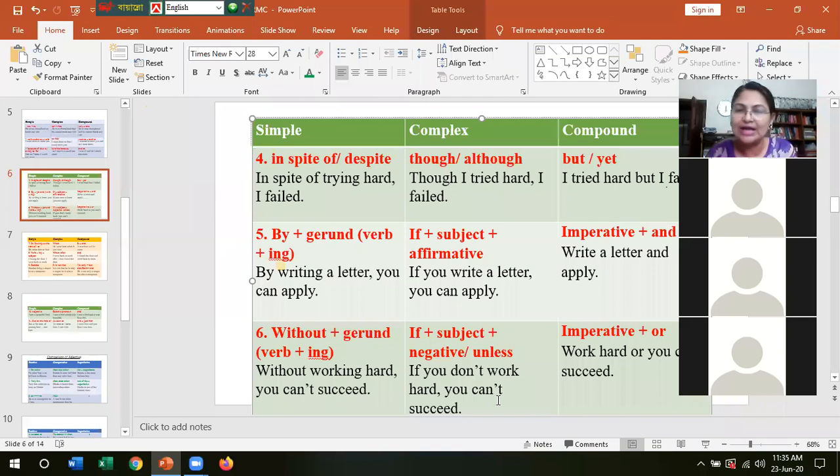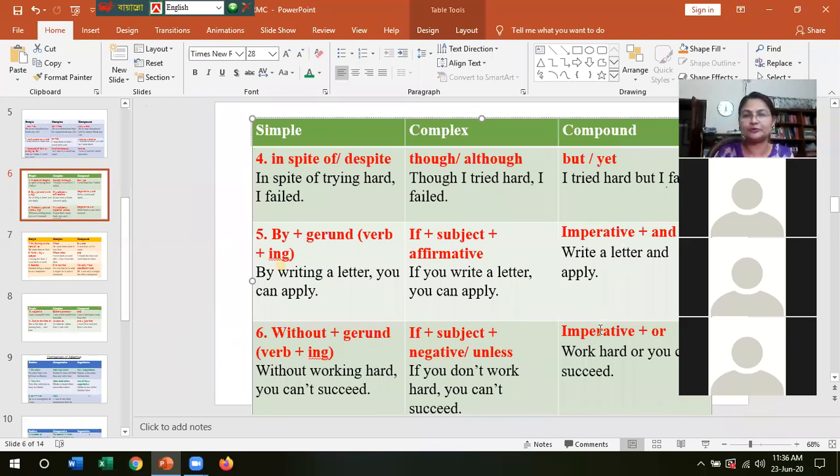And if you want to use unless, then the answer will be like that: unless you work hard, you can't succeed. Because if there is unless, you cannot use negative in the same clause. You can use unless you work hard. You cannot use unless you don't work hard. That will be wrong. So unless you work hard, you can't succeed is also correct. Or if you don't work hard, you can't succeed.